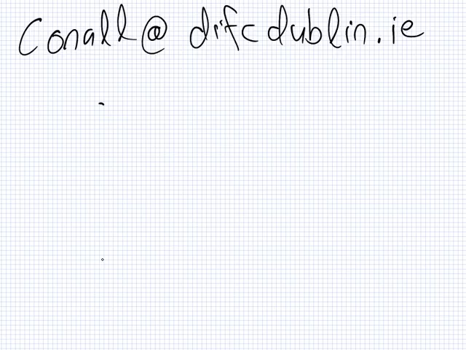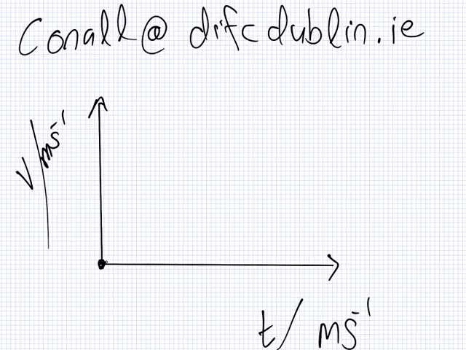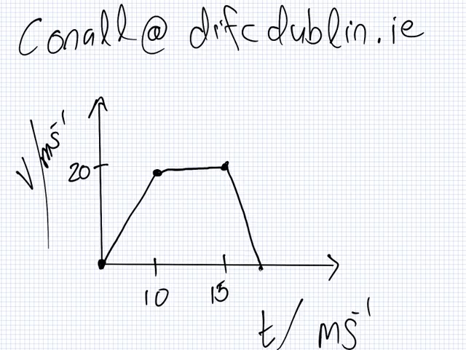Now, the only problem maybe with your graph is, did you put the numbers in? Okay, so what happens at the start? It accelerates, this is meters per second, and this one is time. It starts at 0 and accelerates to 20 meters per second over 10 seconds. Then it keeps the speed for 5 seconds, and then for 4 seconds. So then it finishes here at 19. Okay, that's okay, isn't it?